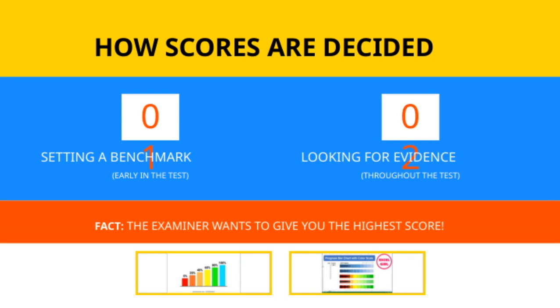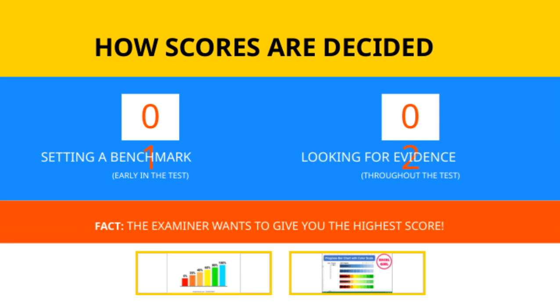Let's take a closer look at how your scores are decided. First, remember that the examiner actually wants to give you the highest score possible. That means they're looking for clear evidence throughout the test to support your answers. So, as you go through each part, keep in mind that showing consistent evidence is key.